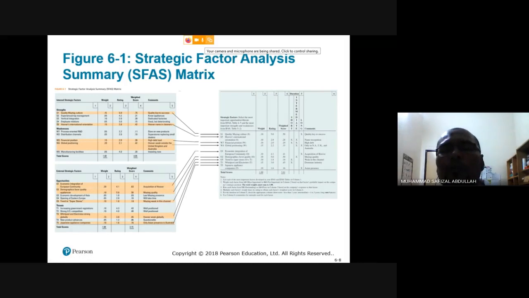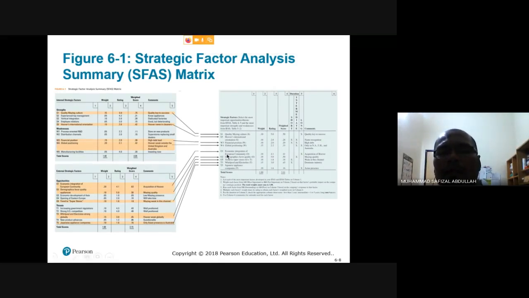So what can you do with them? Let's see what are the opportunities that you are trying to tackle. For example, the O1, economic integration of the European community. Do you see? This is the opportunity. And then the O2, the demographics favor quality. Do you see here? Here, your S1 and your S5 are perfectly designed to tackle O1 and O2.